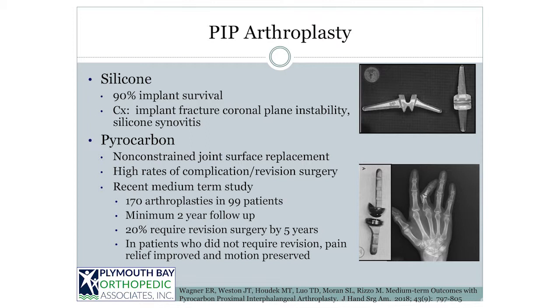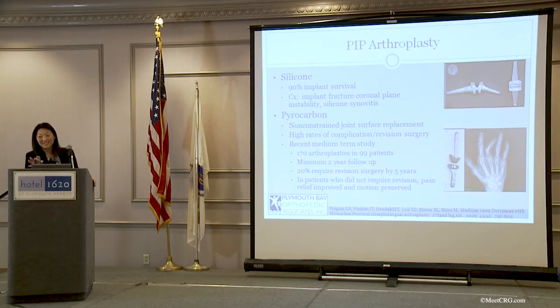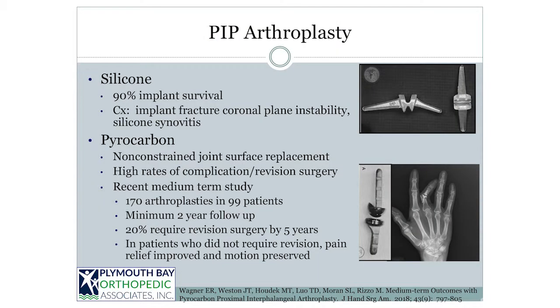There are other metal joint replacements available, and these are more similar to your knee and hip joint replacements, where they're not hinged and not connected, so they're considered non-constrained, but that means they're also looser. There's a very high complication rate. This year, a study came out looking at 5-year midterm results, and they found a 20% reoperation rate.